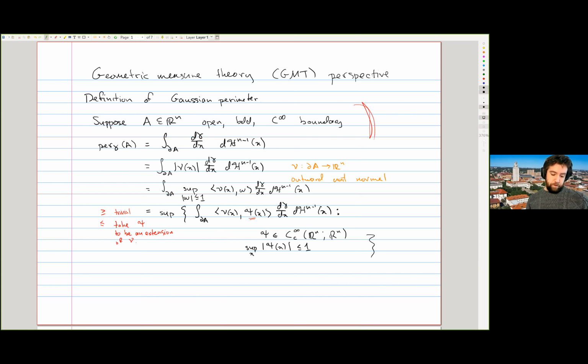Okay. So now I'm going to write, oh yeah, and I want to make one more extra definition, which is that I'm going to call curly X the set of all vector fields that are admissible in this supremum. So the set of all C_c infinity vector fields, which are pointwise bounded, which have norm pointwise bounded by 1.